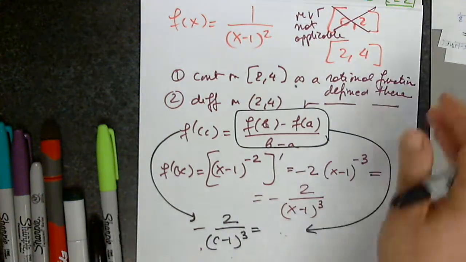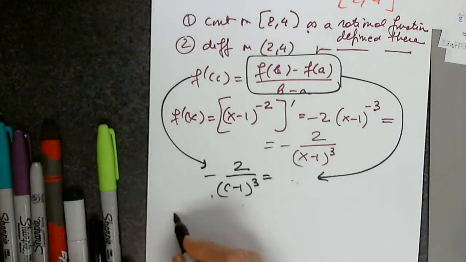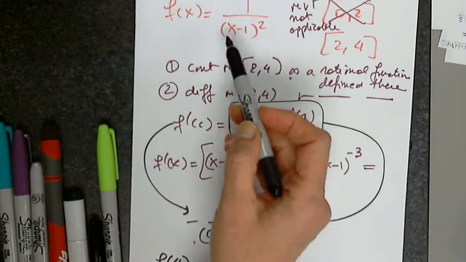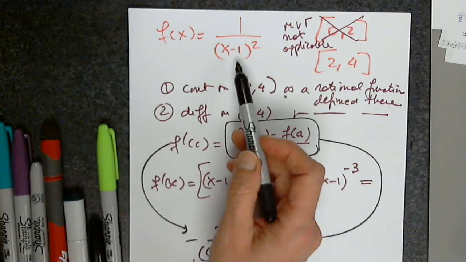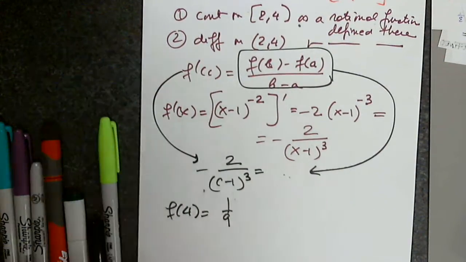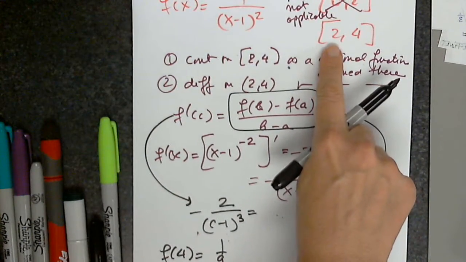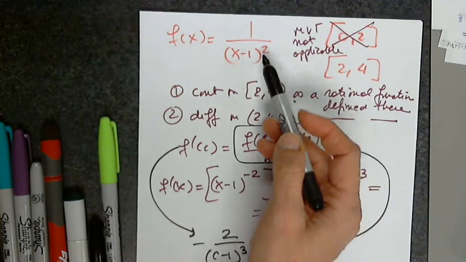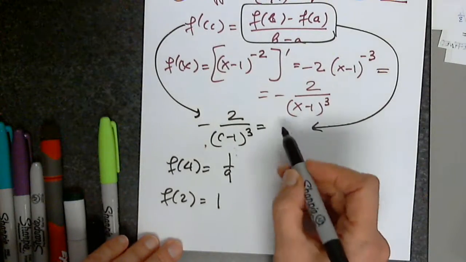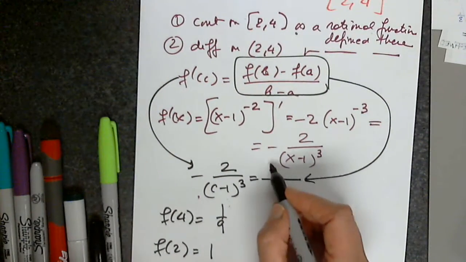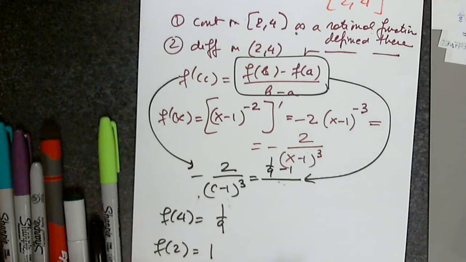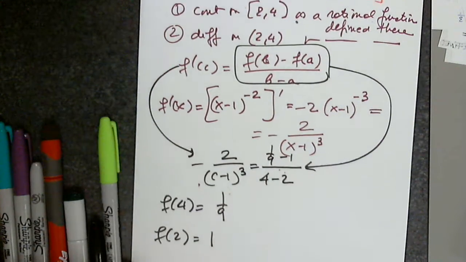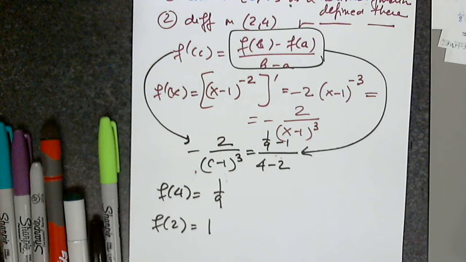How much is f of b, which means f of 4? 4 minus 1 is 3, 3 squared is 9. So this is 1 over 9. I have to find f of 2. 2 minus 1 is 1, 1 squared is 1. So this is 1. So then the right-hand side is (1 over 9 minus 1) over (4 minus 2). Now I will be able to find c, and it's guaranteed to be a number between 2 and 4.